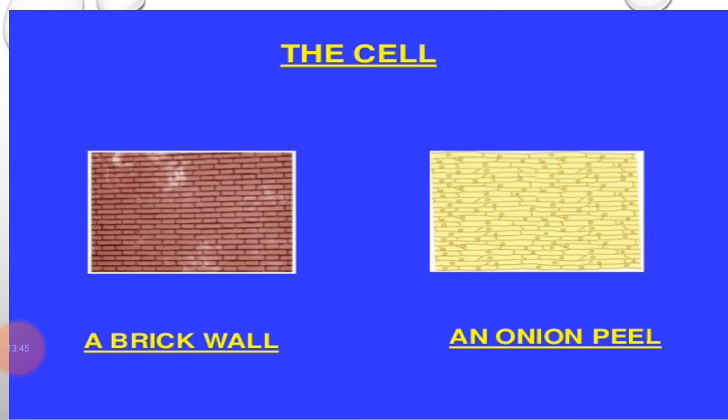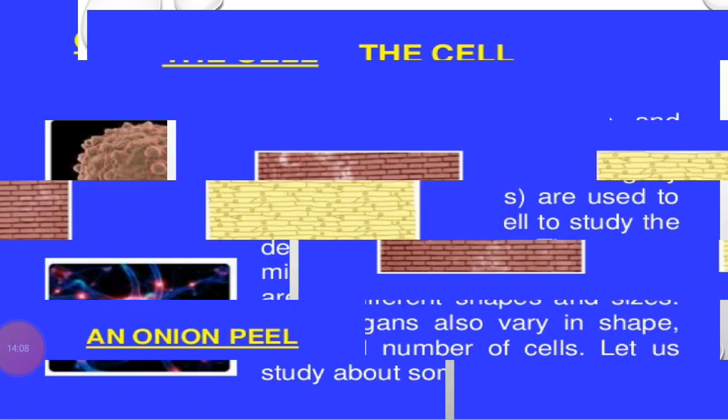Now there are two pictures given here, a brick wall and an onion peel. This brick wall consists of many bricks. Those bricks are compared to the cells, and this onion peel shows the cells that are found in its peel. So look at the diagram.